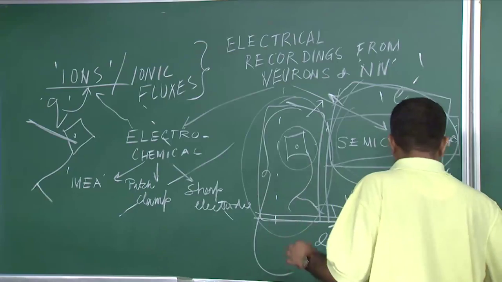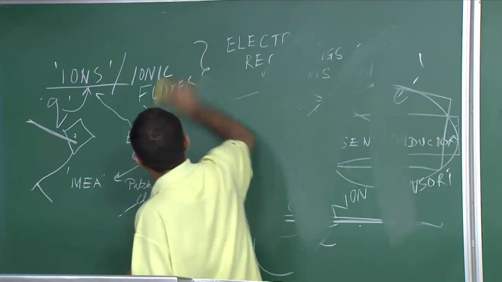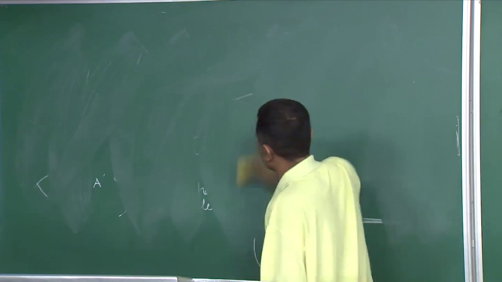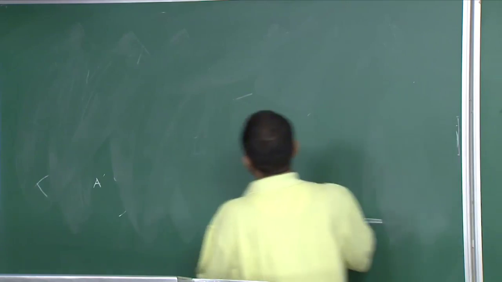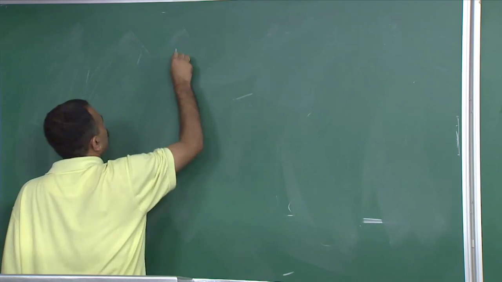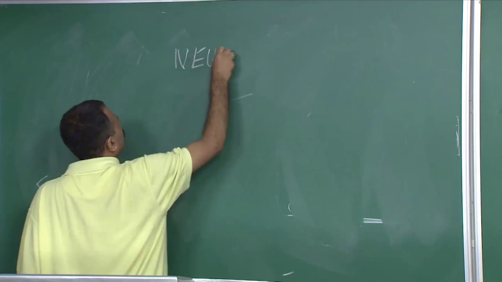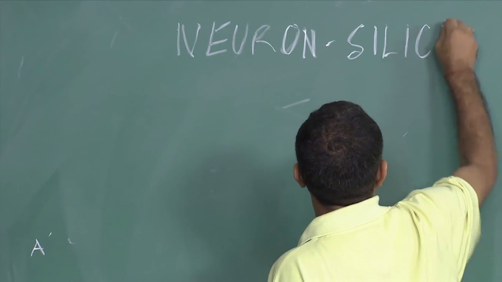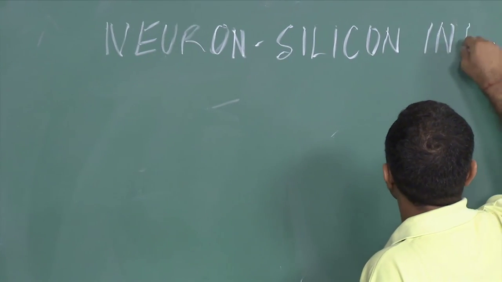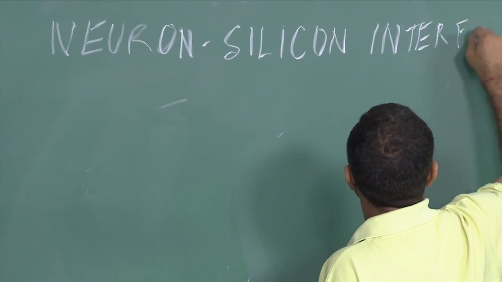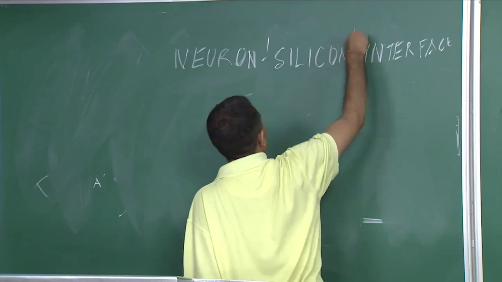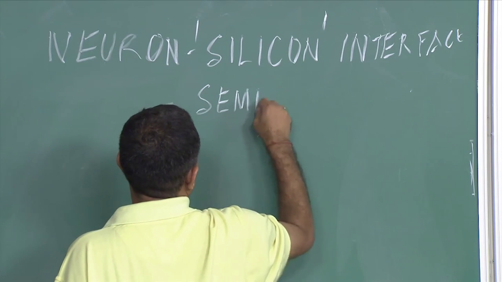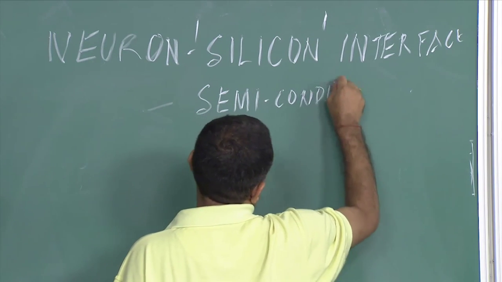So, whenever we talk about, just give me a second, let me just, okay. So, this whole thing, as far as your imaginations can go, so what you see here is something like this, okay, on your slide, neuron silicon interface. So, this might as well could be written neuron semiconductor interface instead of silicon.